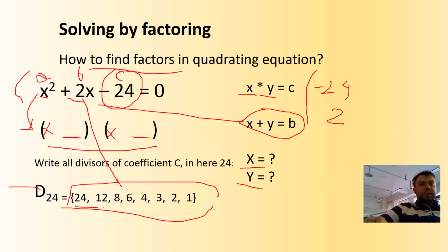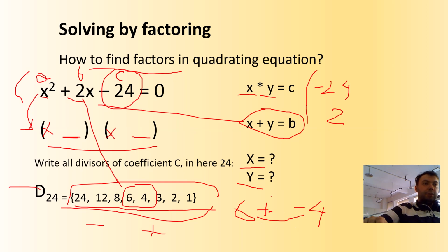Remember that these are positive numbers, but they can also be negative numbers. So we need to include negative and positive numbers in our calculations. Sometimes it will be minus, sometimes plus. Okay, so we see here that 6 and 4 meet this requirement, because 6 plus 4 is 10, but 6 plus minus 4, so one is minus and one is plus, equals 2, because plus and minus together make minus. So 6 minus 4 equals 2.